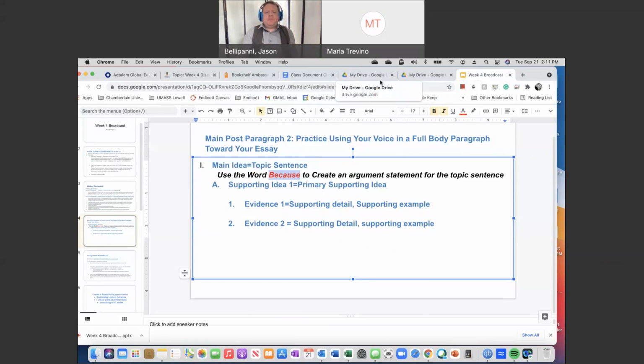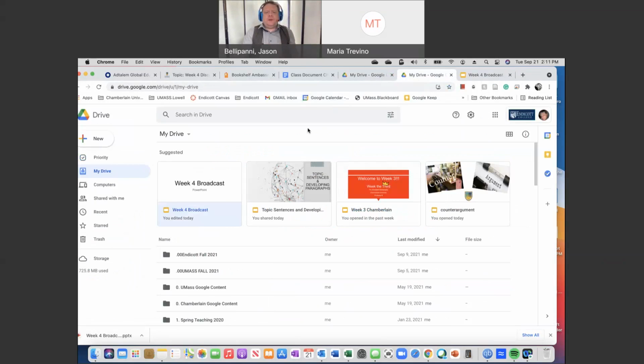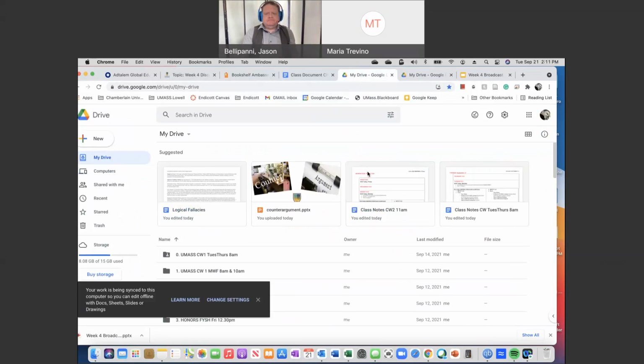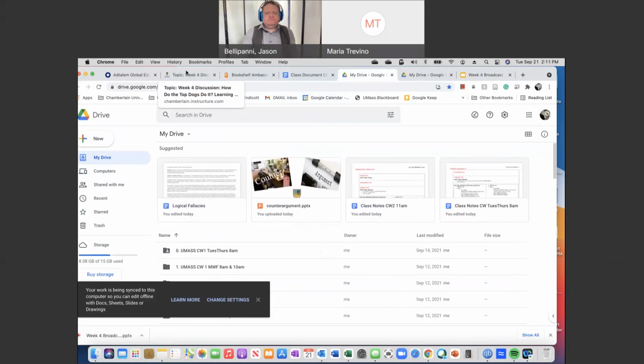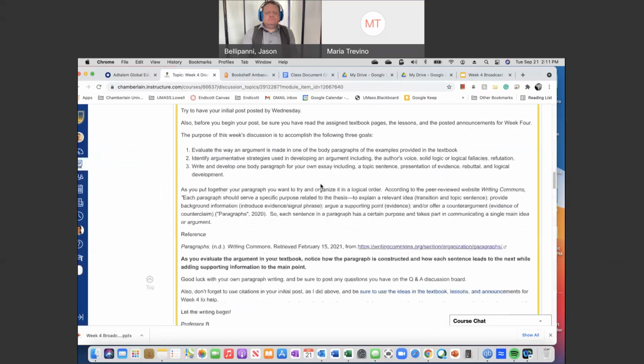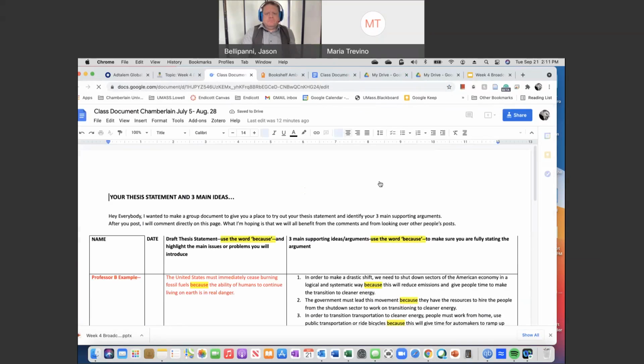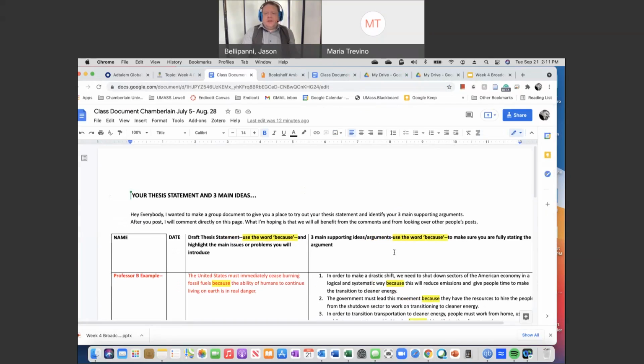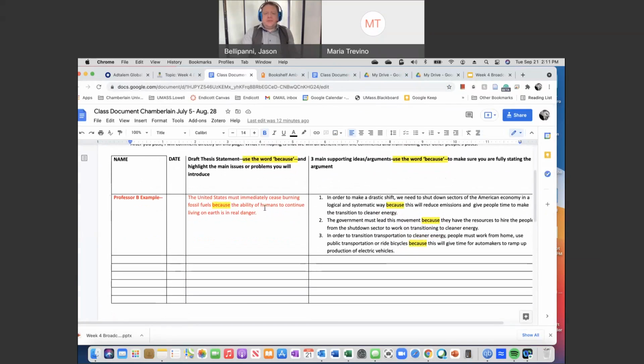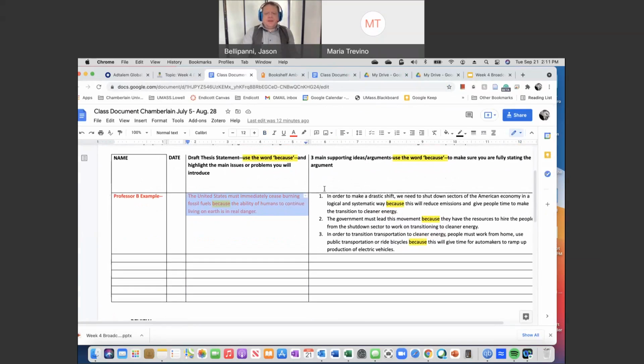Let me show you something that I've moved. So this is the group page that I keep moving in case people want to have me look at their thesis statements and so on. So here's the big thesis statement for my essay. I'm pretending I made it up, right? So the United States must immediately cease burning fossil fuels because the ability of humans to continue living on Earth is in real danger. That's my very big topic.